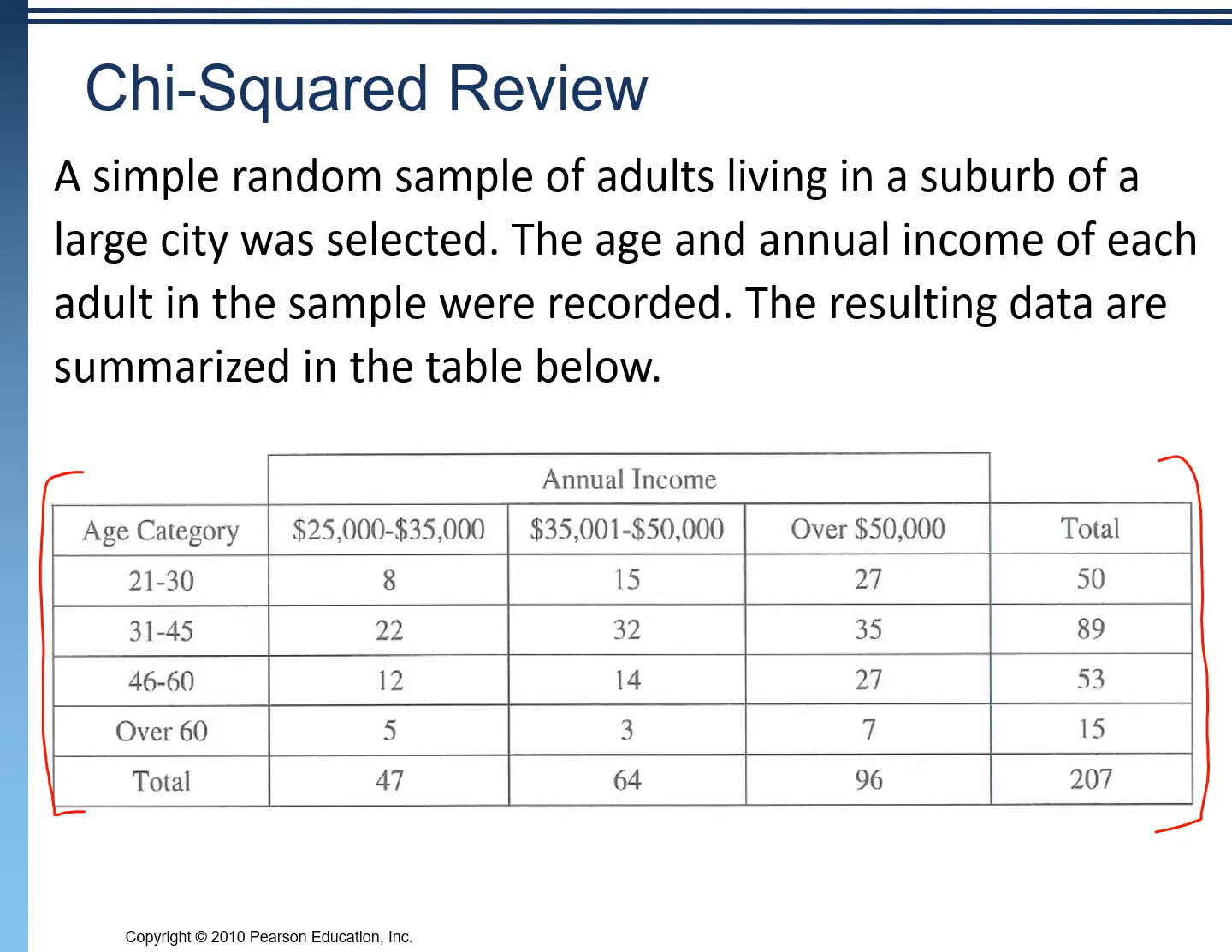And what that's asking you to do is to do a hypothesis test, either a chi-square test of homogeneity, chi-square test of independence, or with situations that look a little different than this one here, a chi-square goodness of fit test. So here we have a simple random sample of adults from a large city. They recorded the age and annual income of each adult and organized it into this table here.